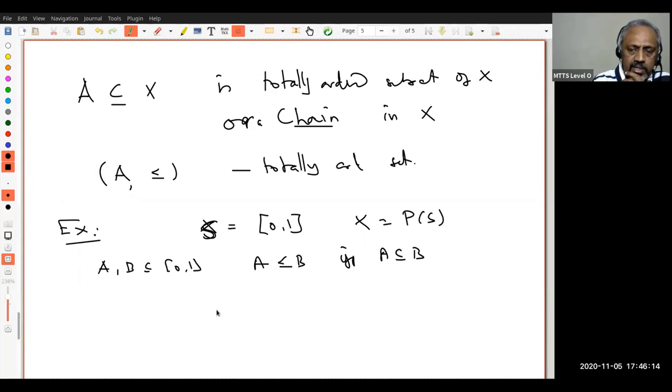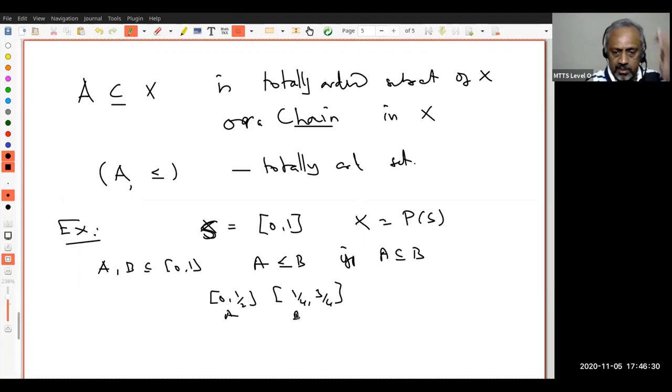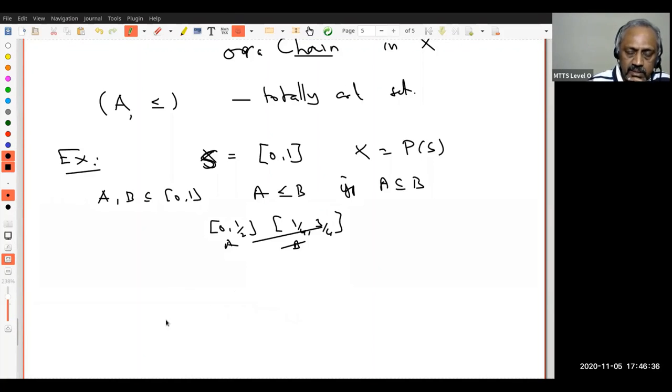Now I want a totally ordered subset. See, this is a partial order, right? For example, if I take 0, 1/2, and let us say 1/4, 3/4. So this is my A and this is my B, then A is not less than or equal to B and B is not less than or equal to A. You understand? So this is a partially ordered set. But can I think of a totally ordered set?